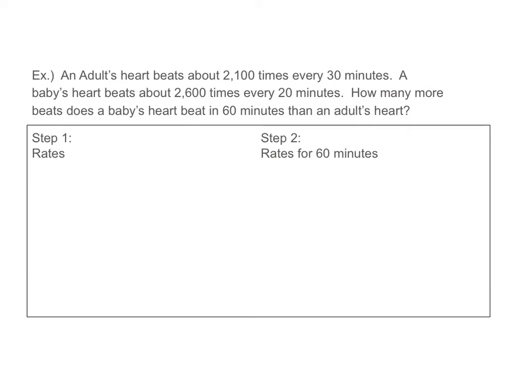So here's our next example. It says an adult's heart beats about 2,100 times every 30 minutes. A baby's heart beats about 2,600 times every 20 minutes. How many more beats does a baby's heart beat in 60 minutes than an adult's heart? Our first step is to write my rate for the adult's heartbeats and the baby's heartbeats. Let's go ahead and find the adult heartbeat. I'm going to write adult here to keep my work organized. Adult is 2,100 beats for 30 minutes.